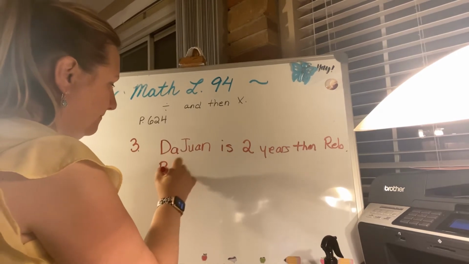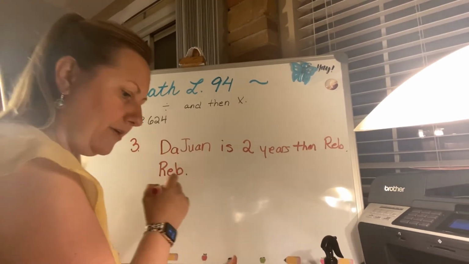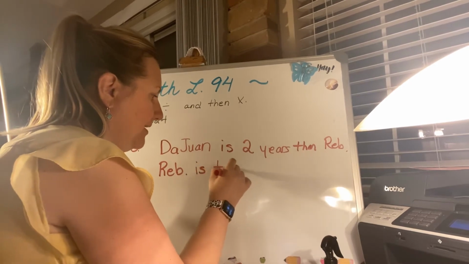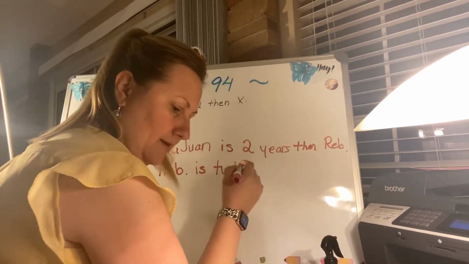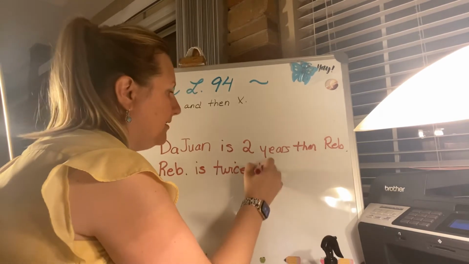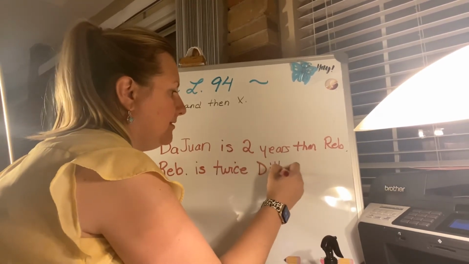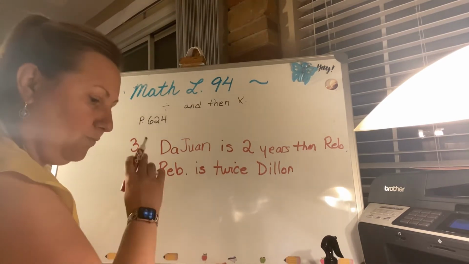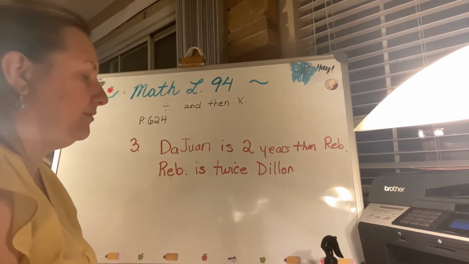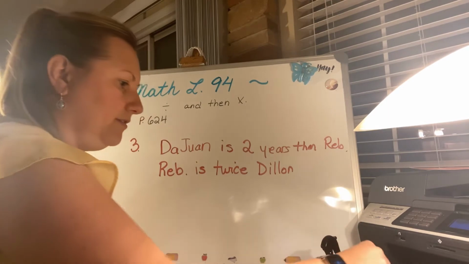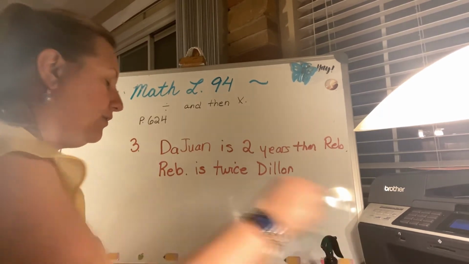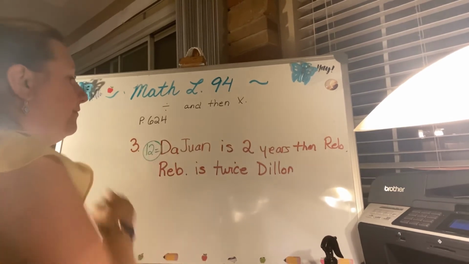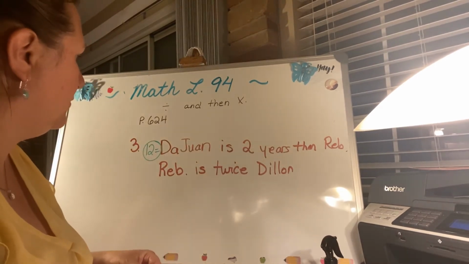Now Rebecca, Reb, I'm going to call her, is twice as old as Dylan. So it's twice whatever Dylan's age is. Okay. Now we find out that Dewan is 12 years old. Okay, so there we go. There's the first actual thing that we know for sure. Dewan is 12. Thank you very much.